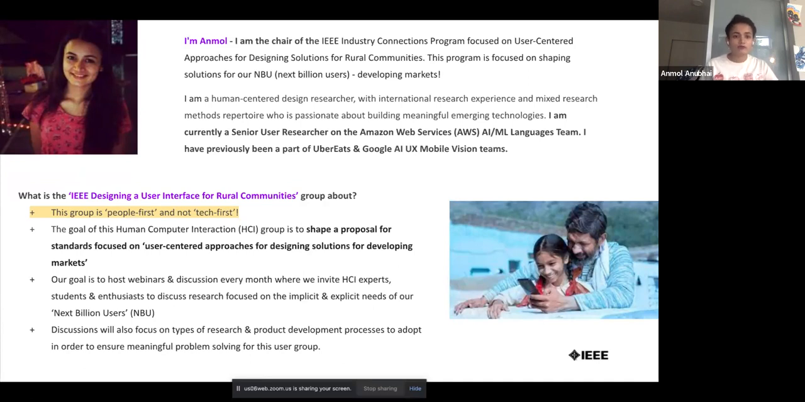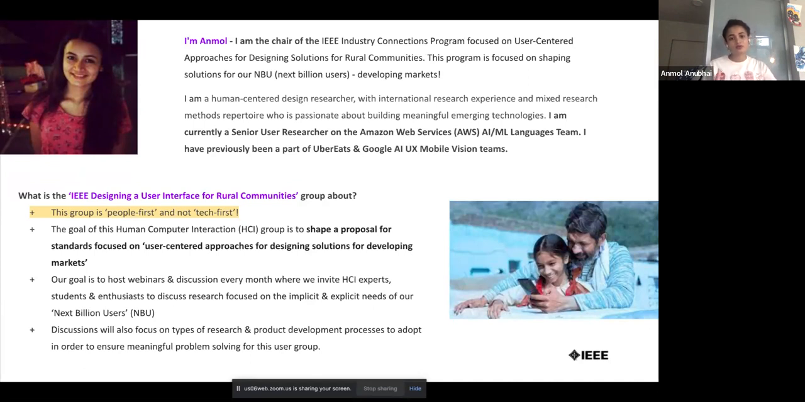I've had the good fortune of being in the UX space, in the user research domain for 9 years now. I'm currently a senior user researcher, a user research lead for the Amazon Web Services EC2 team, Elastic Cloud. Used to be on AIML before. I've also worked for Uber Eats and Google AI UX. A little bit more about this particular group.